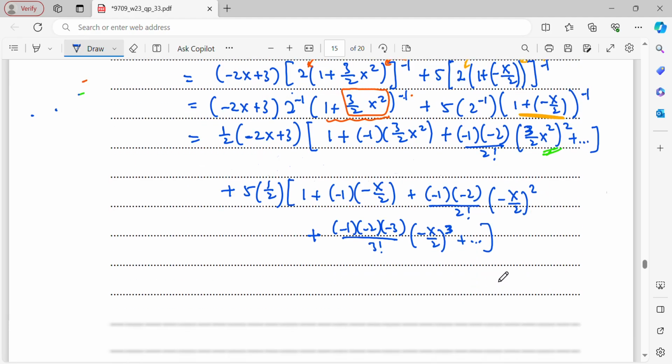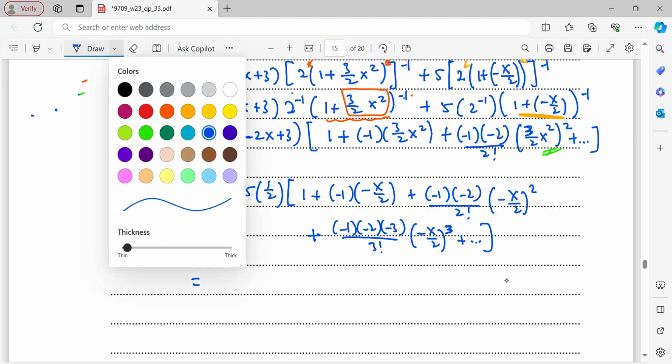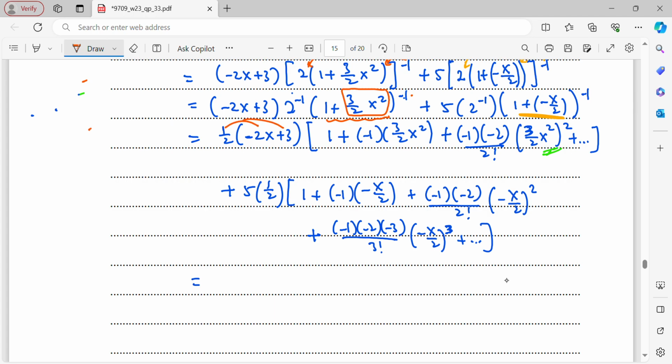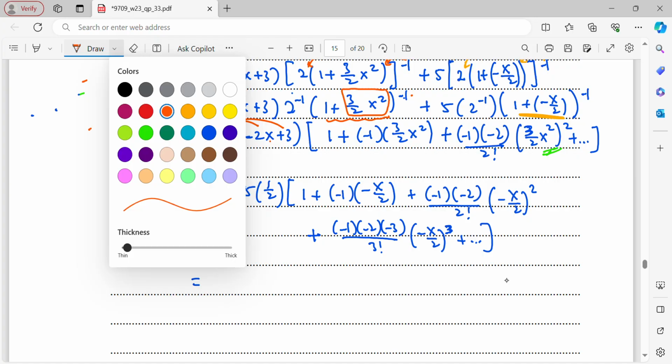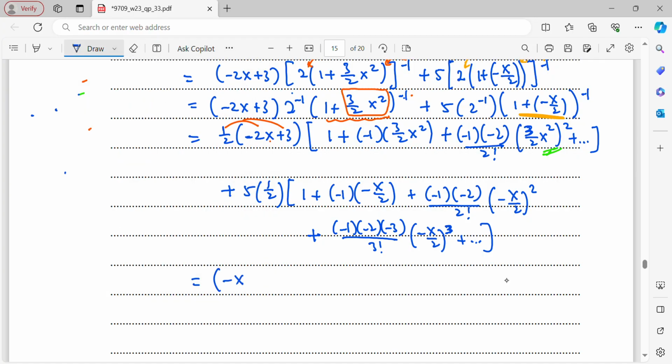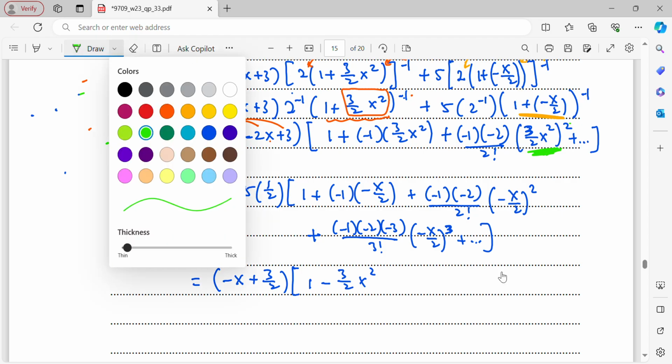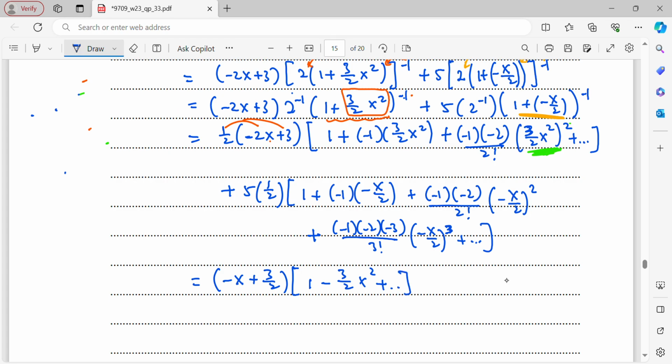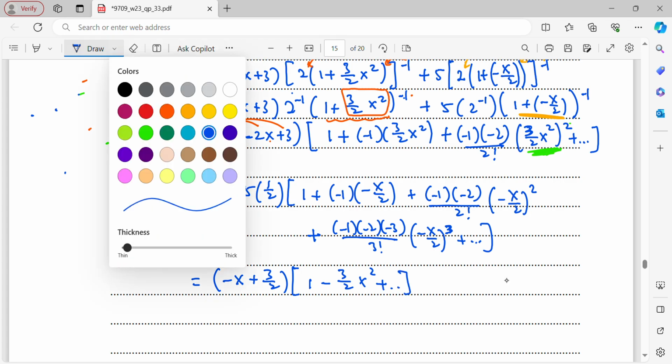Okay, so now simplify all these terms. I bring in this half, then I will get negative x plus 3 over 2. Then the whole square bracket I will simplify. You will be getting 1 minus 3 over 2 x squared. Now basically, this term no need to simplify because this is already x degree 4. We just need up to x squared. Alright, so it means that now I will just ignore the expansion and then I simplify the next expansion.